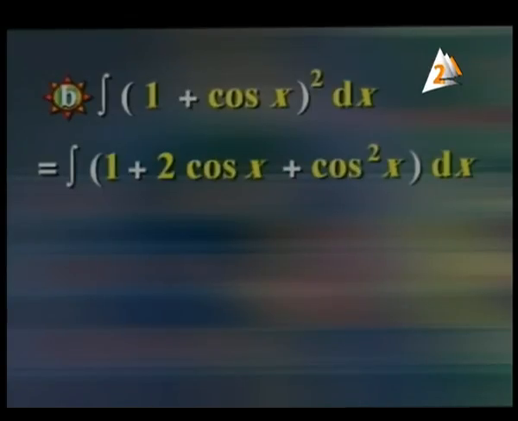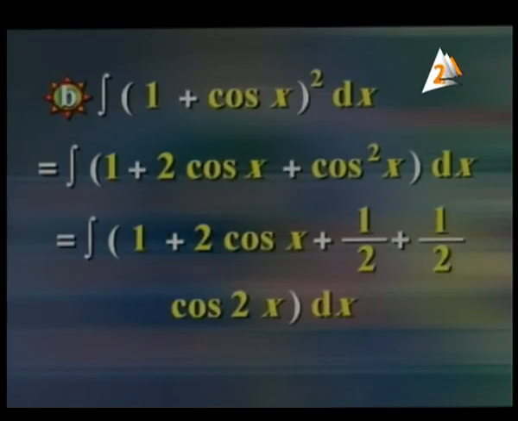Number B, integration of 1 plus cosine x for all power 2 dx. 1 plus cosine x for all power 2 equals first squared, plus second squared, plus first times second times 2. The bracket 1 plus cosine x for all power 2 becomes the bracket containing 1 plus 2 cosine x plus cosine squared x dx. After that, dear student, we replace cosine squared x with 1 over 2 plus 1 over 2 cosine 2x. Cosine squared x, remember, equals half plus half times cosine 2x.